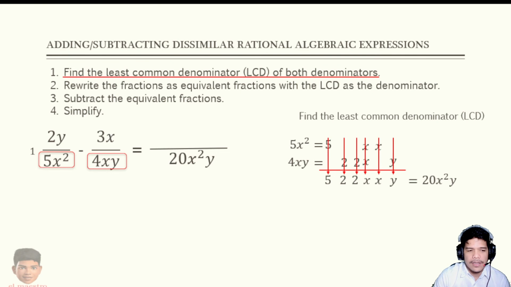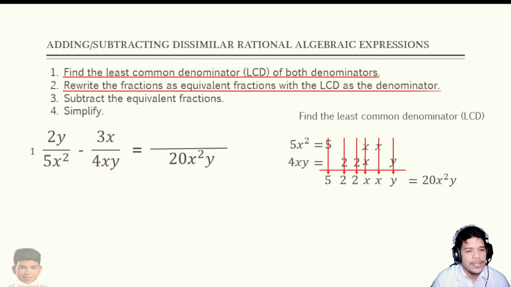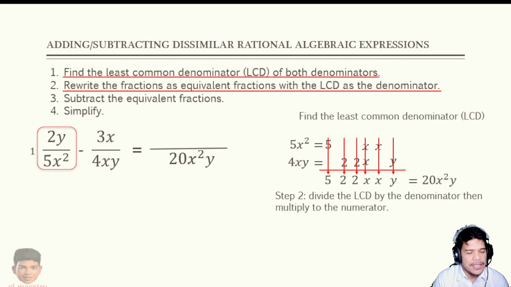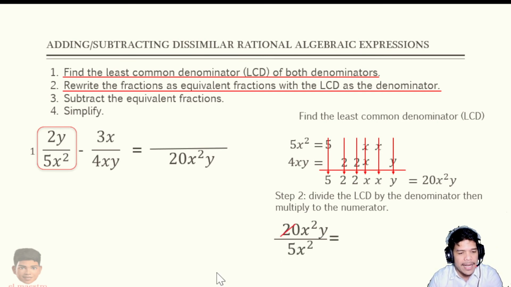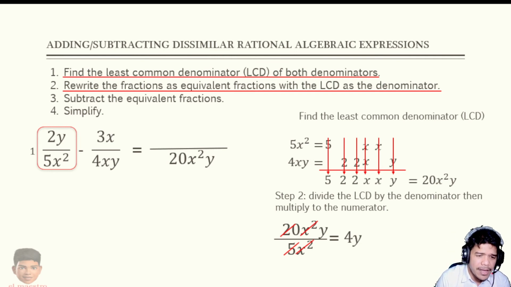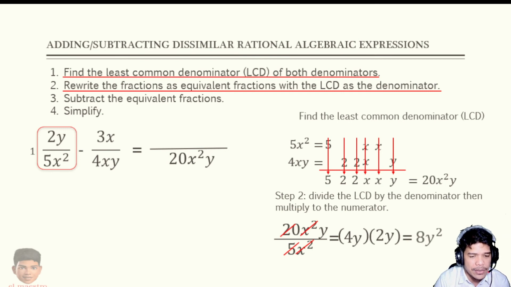So, step number 2, okay, we write the equivalent fraction with the LCD as denominator. We write the same step, kunin natin yung first term, write down the LCD, divide it by the denominator. So, 20 divided by 5, that is 4. This one, class, tingnan nyo, x squared and x squared cancelled out. So, matitira is y, right? Multiplied it by the numerator, 2y. That is equal to 4 times 4, 8, and y times y, y squared. So, that is 8y squared.